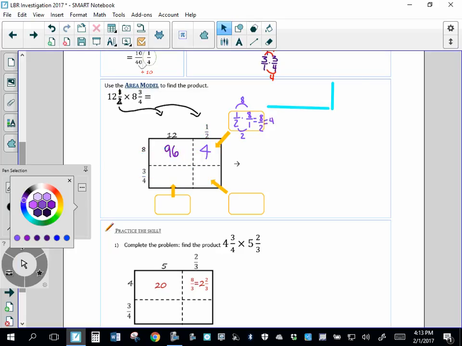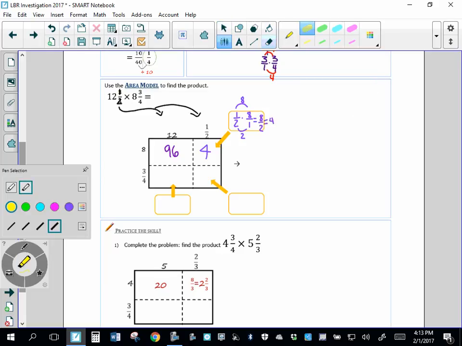So let's get rid of that. It's a little hard to look at that way. And go back to this fancy little highlighter tool. And now we're going to multiply the 3/4 times the 12 and put the answer to 3/4 times 12 there.